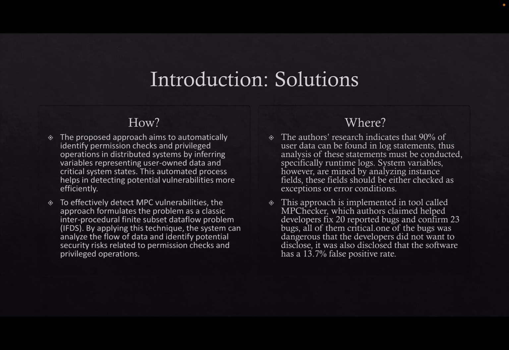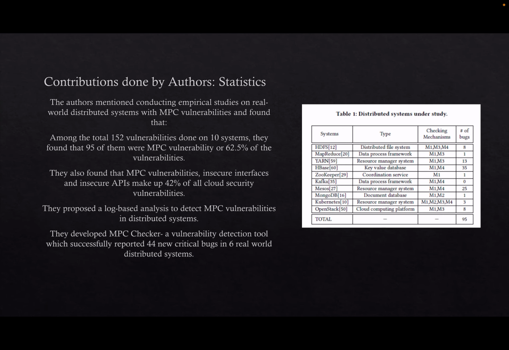These variables are regarded as critical state variables since their values indicate abnormal error conditions. This approach is implemented in a tool called MPC Checker, which the authors claimed helped developers to fix 20 reported bugs and confirm 23 bugs. All of them were critical. One of the bugs was so dangerous that the developers didn't want to disclose it, and overall the software had around 13.7% of false positive rate.